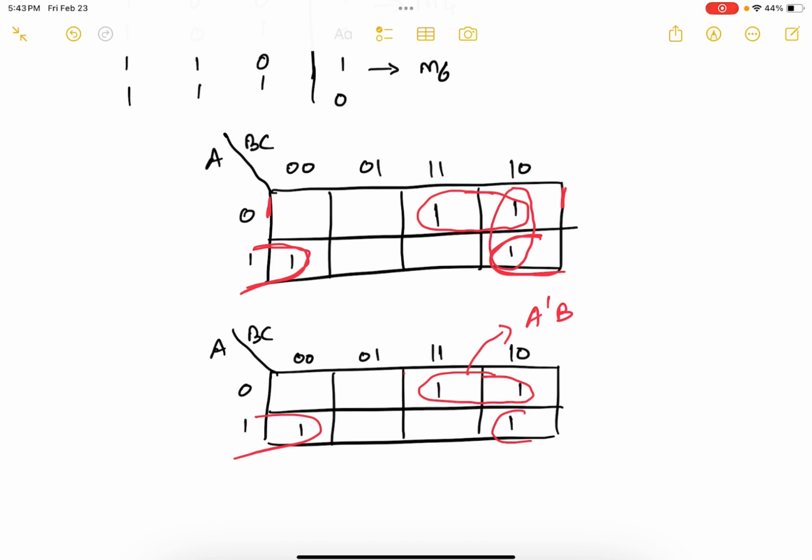And this one would be A is the common term and C prime is the common term. As you can see, B is changing from 1 to 0 or 0 to 1. However, C is remaining constant, or C equals 0 is constant. Therefore, we write AC prime. Therefore, you can write F equals A prime B or AC prime. So this is how a 3-variable K-map looks like.